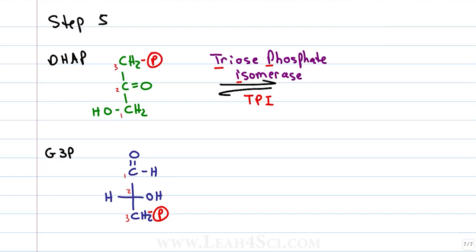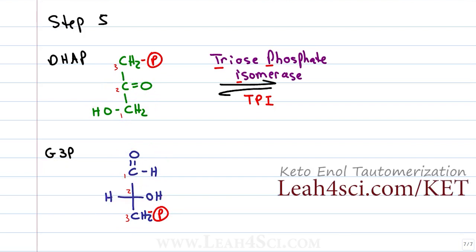But first, what is the difference between DHAP and G3P? Carbon number 3 has a phosphate group that doesn't change. Carbon number 2 has to convert from a carbonyl to an alcohol, and carbon 1 has to convert from an alcohol to a carbonyl. This should once again remind you of that double keto-enol tautomerization.